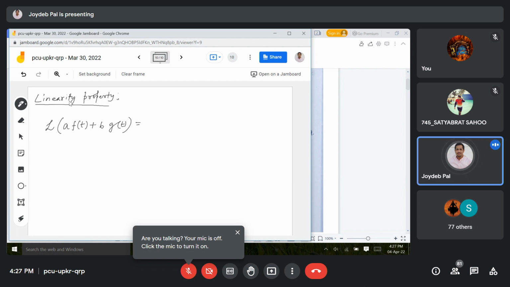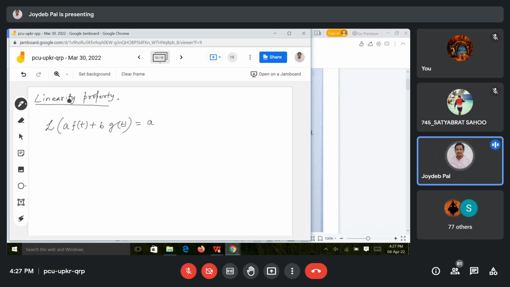Then by the linearity property, it can be written as a into L of f(t) plus b into L of g(t). That is called the linearity property of Laplace transform. It means the Laplace transform of a linear combination of two functions f(t) and g(t) is equal to a into the Laplace transform of f(t) plus b into the Laplace transform of g(t).